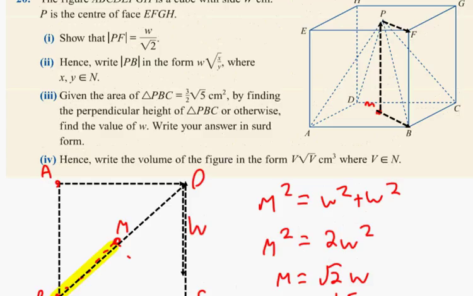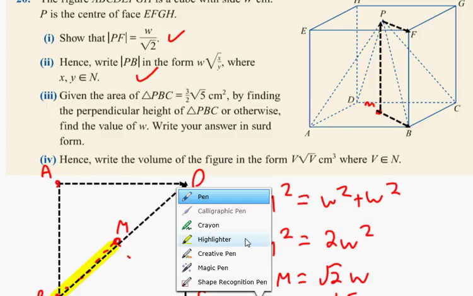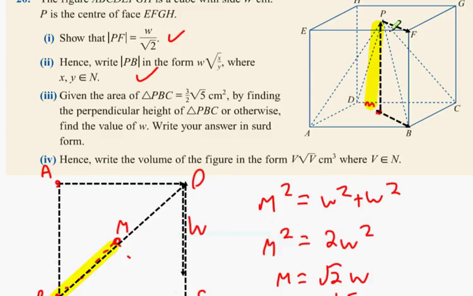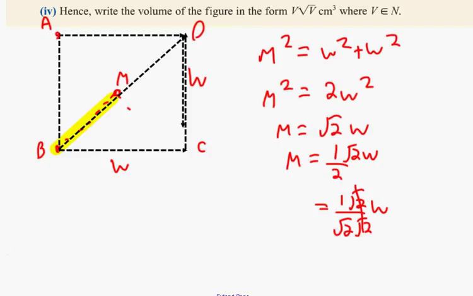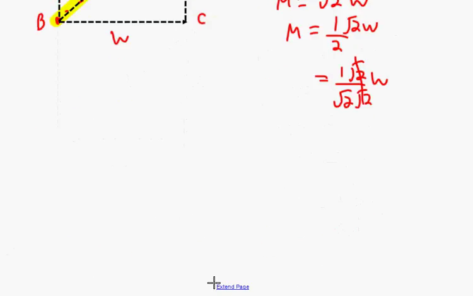Now, write PB. Everybody see where PB is? I just did PF. Now I have to do P to B. So, does everybody see this triangle here? What type of triangle is this? That one there is a right angle triangle. The other one's isosceles. This one's right angled. So it's PMB, P to M to B.